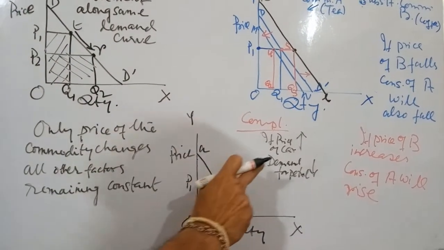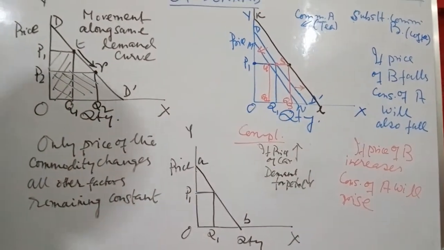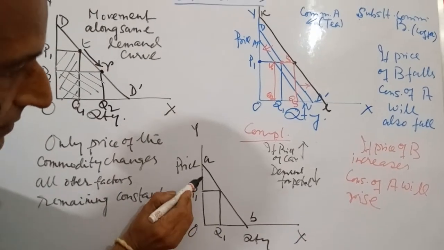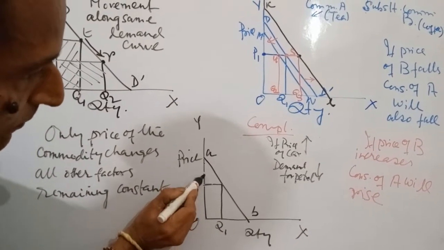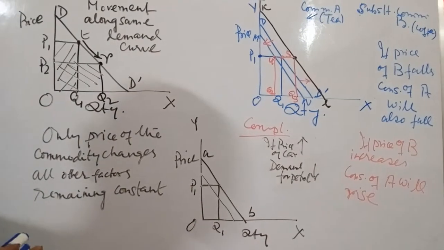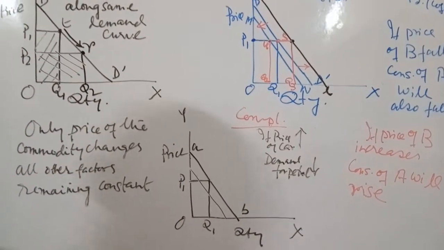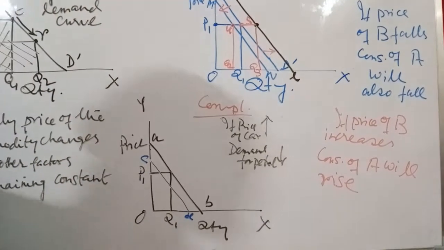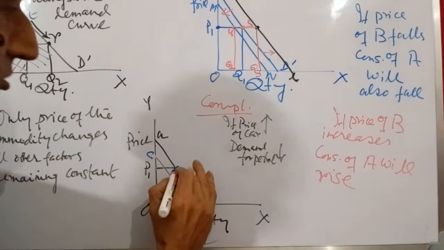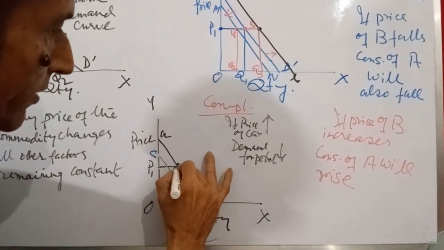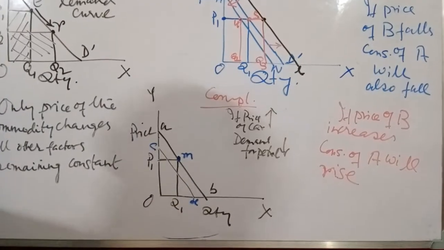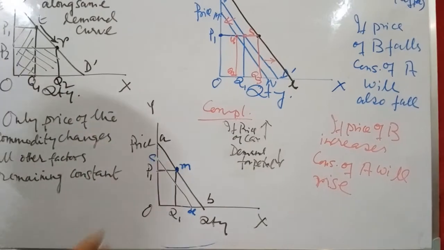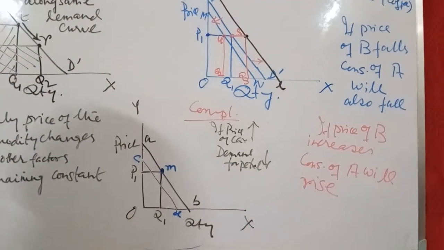Now if price of car increases, demand for petrol will fall. So as a result, the demand curve will shift parallelly leftward. Let CD be the new demand curve. The consumer was at this point, say M, by consuming OQ1 units. Here it is petrol.